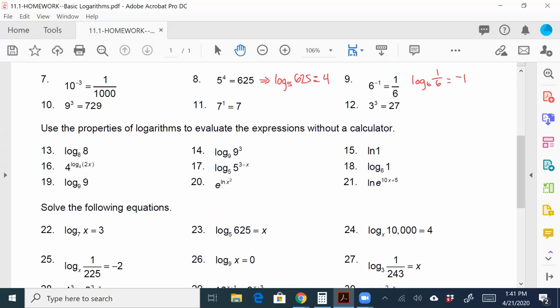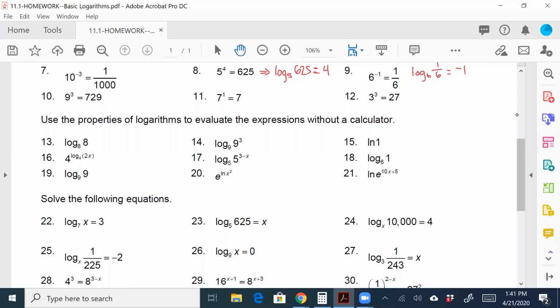Then down in the next one, we're supposed to practice using properties of logarithms. The natural log is log base e. That means that ln of x is the same as saying log base e of x. You won't ever see this written though, because that's what this means. The natural log of x is log base e of x.